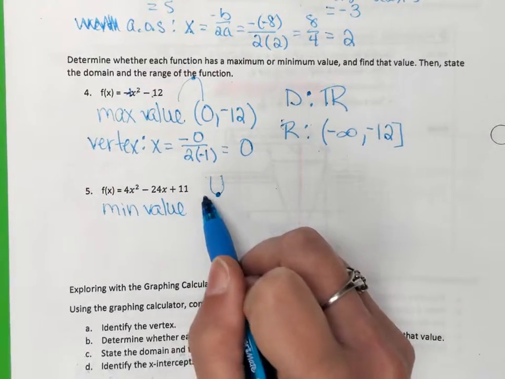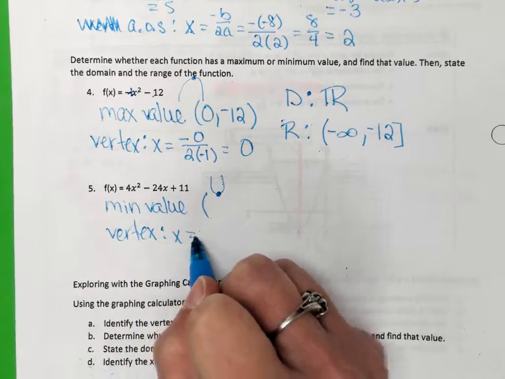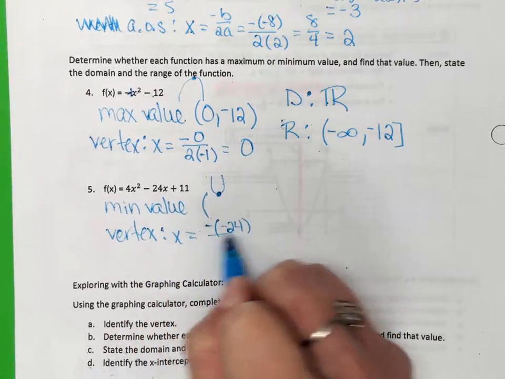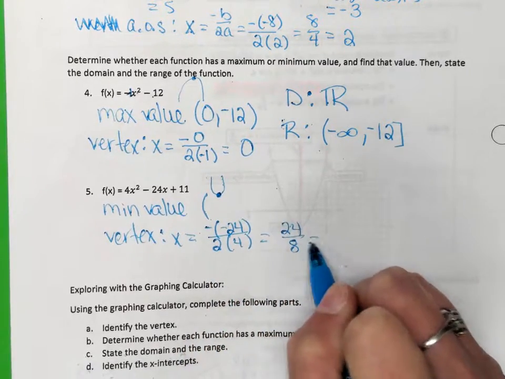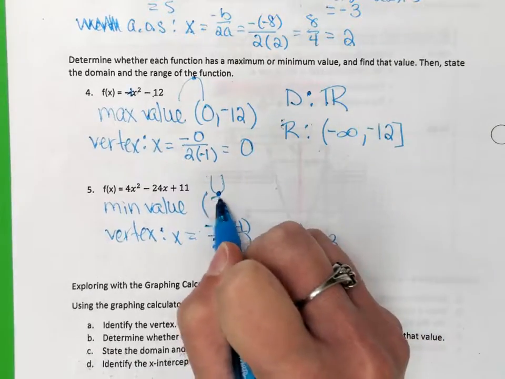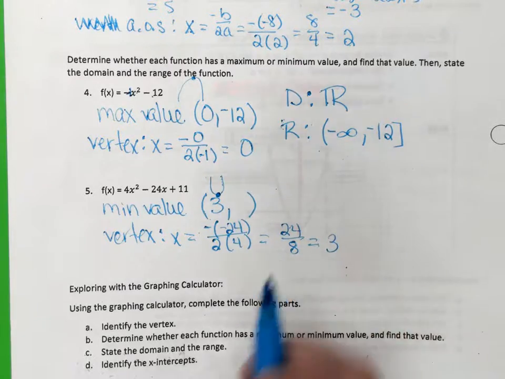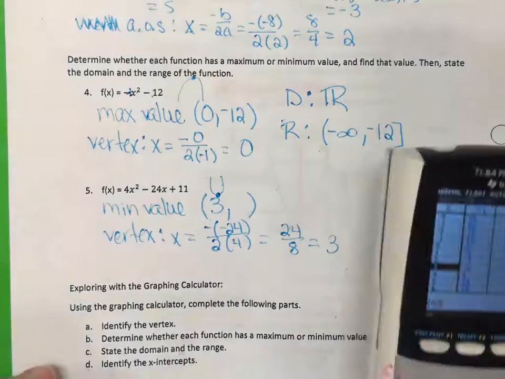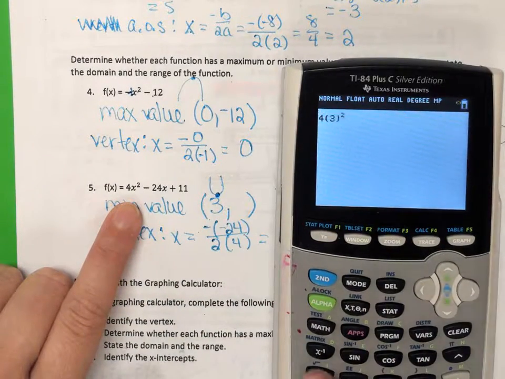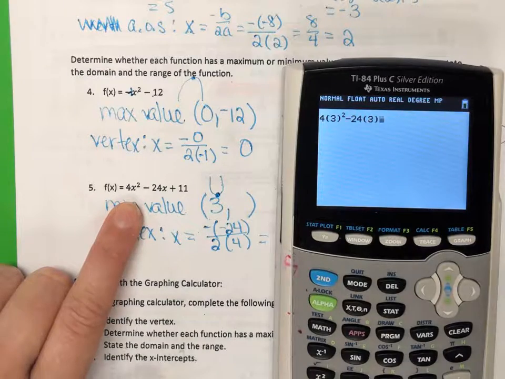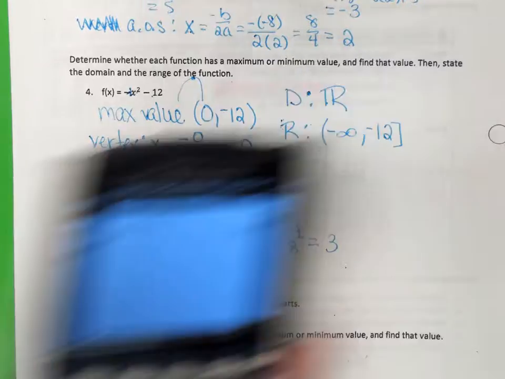All right, so what's that value? I have to find my vertex. So let's see. Negative b would be -24 over 2 times a, which is 2 times 4. So that'd be positive 24 over 8, which is 3. That's your x value. And then how do I find my y value? I'll plug it into my handy dandy calculator. It'll be 4 times 3 squared minus 24 times 3 plus 11. What you get? Alright, same thing I got.